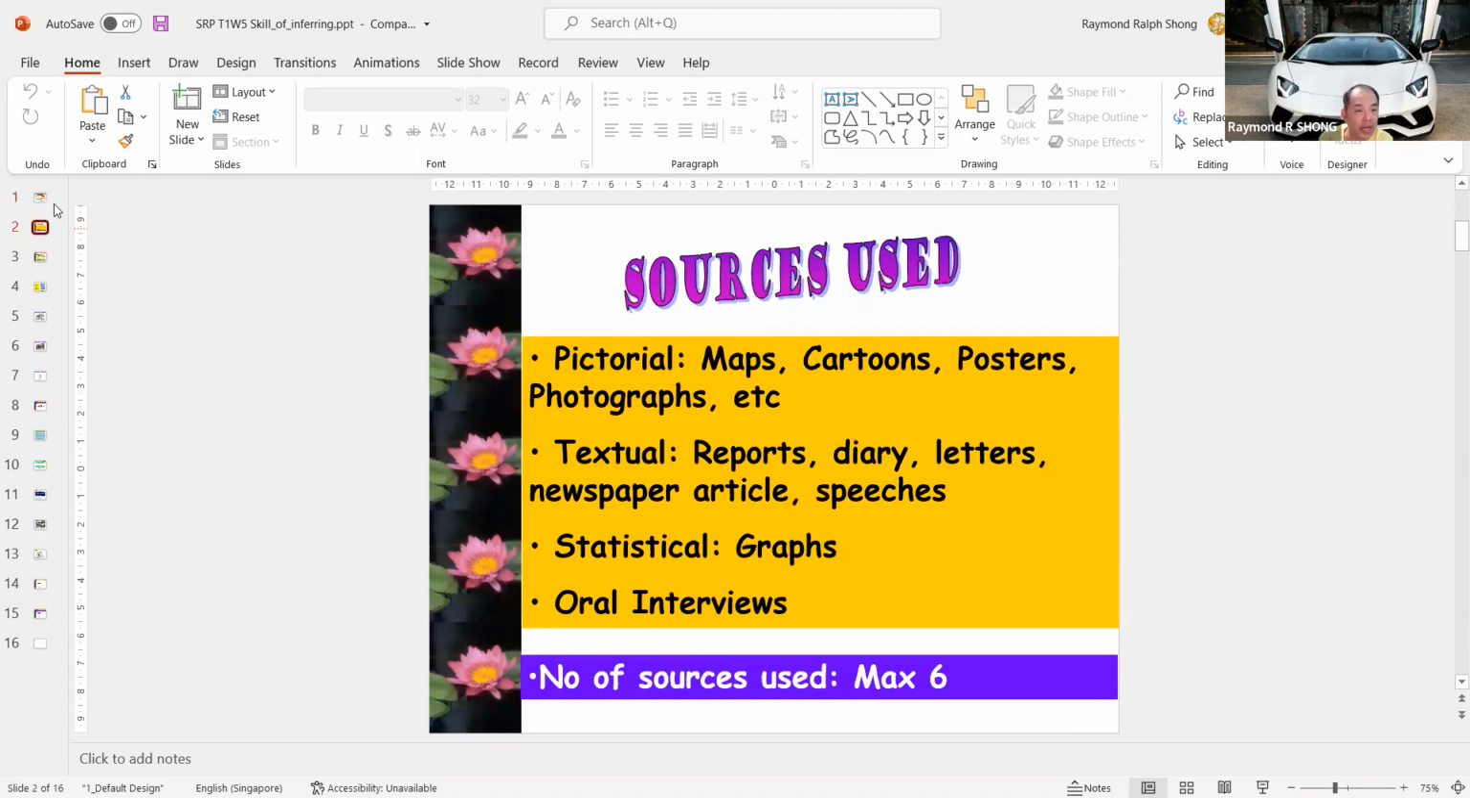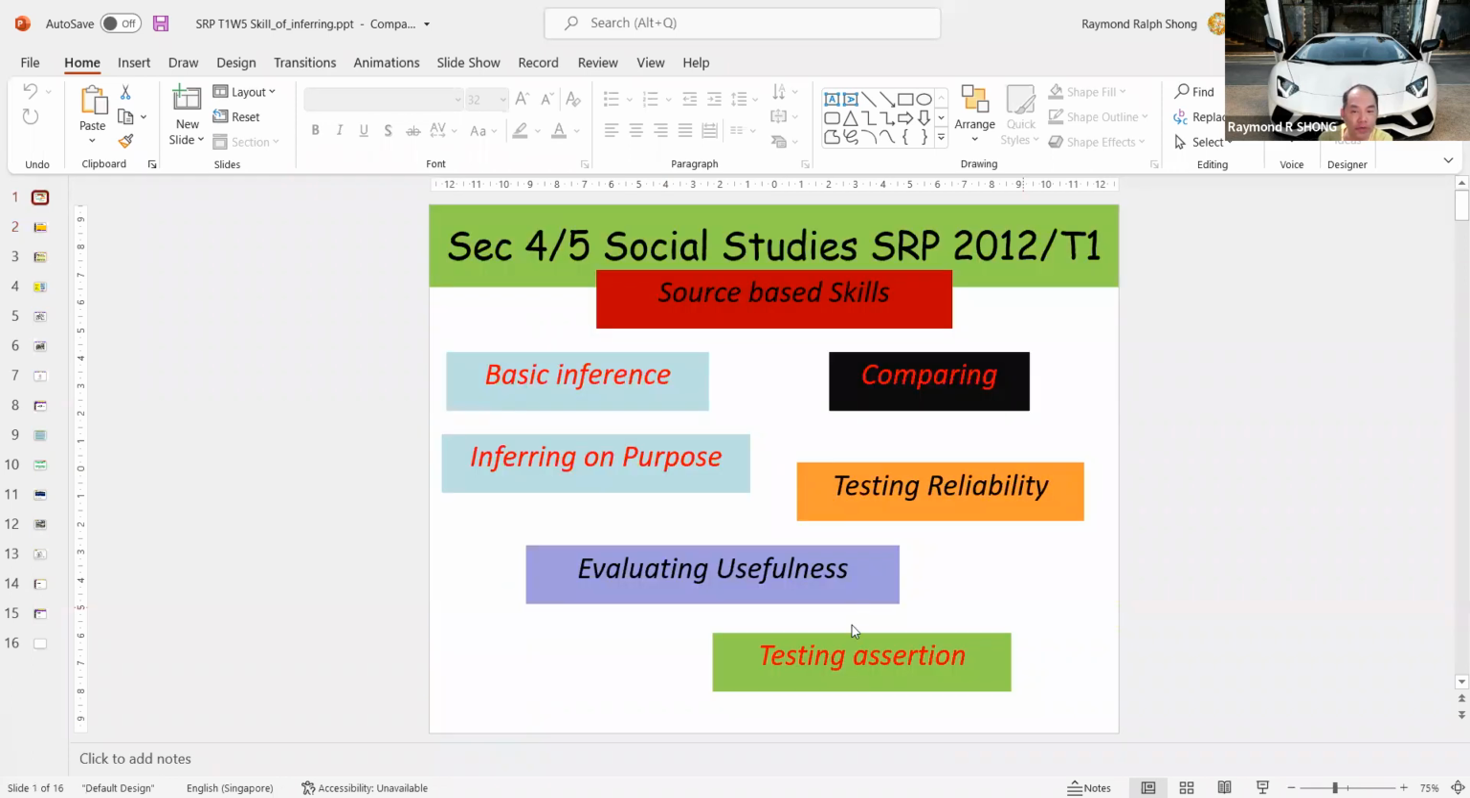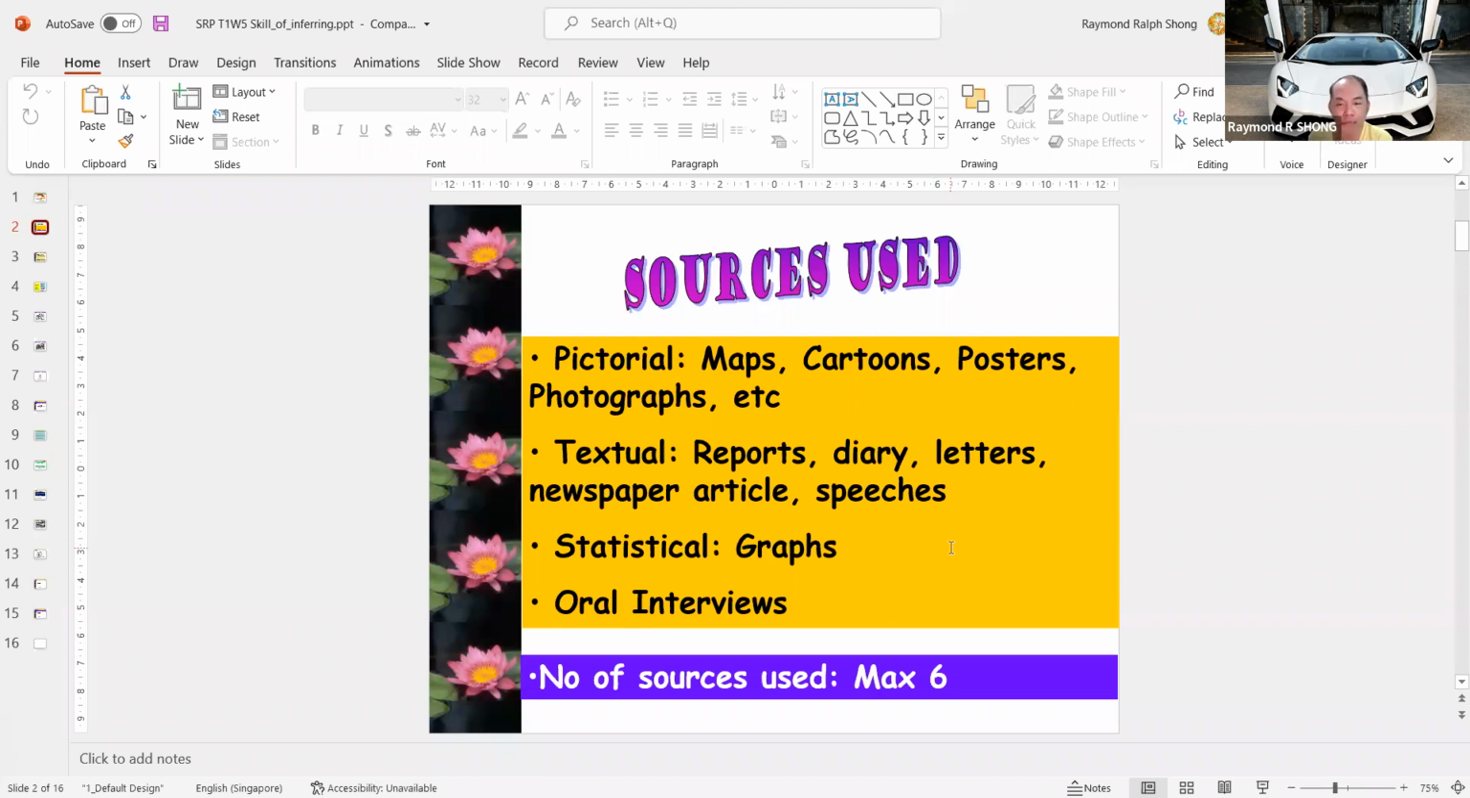So Ziying, later I'm going to give you another example of testing assertions. Here, under the source, we have maths, cartoon, poster, photograph. These are all to be tested and confirmed in O level, oral interview, graph. In fact, all of these are based on source-based questions. You know which one I hate most? Most students will feel that is the most difficult. Which one is the most difficult and easiest?